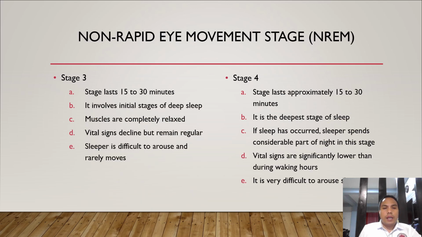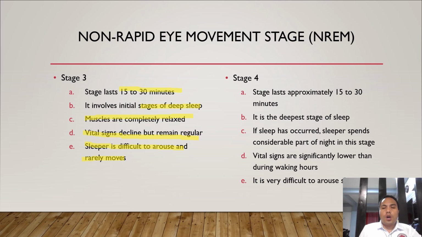Stage 3 lasts for 15 to 30 minutes. It involves the initial stages of deep sleep. The muscles are completely relaxed. Vital signs decline but remain regular. The sleeper is difficult to arouse and rarely moves. In stage 3, there is a domination of the parasympathetic nervous system, and the body processes slow further. As we said, the sleeper is difficult to arouse.